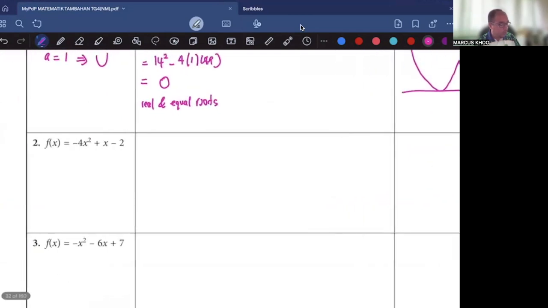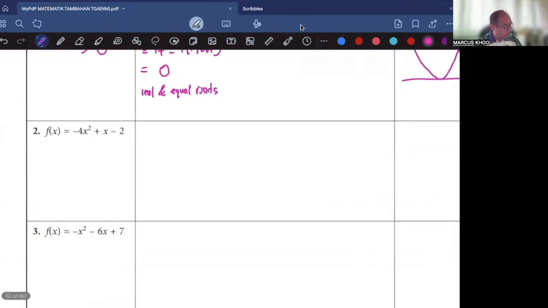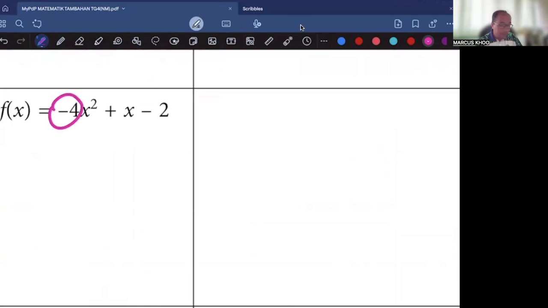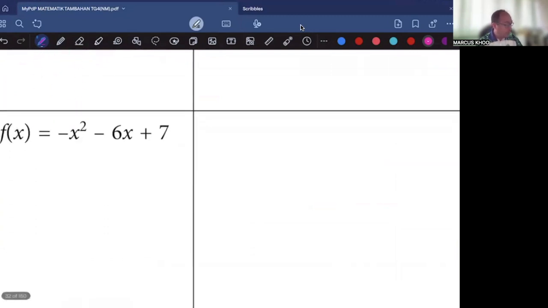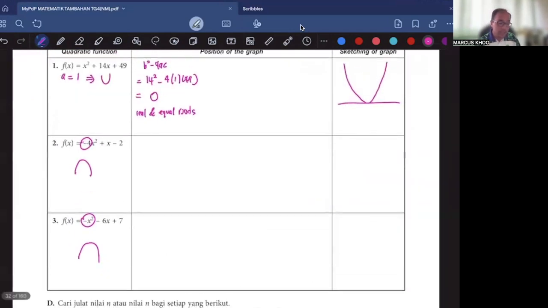I think number 2 and number 3 also not much of a problem, but just remember, number 2 is a negative, so our shape is N. Number 3 also is a negative for the A, so it's also an N shape. Give these 2 questions a try.